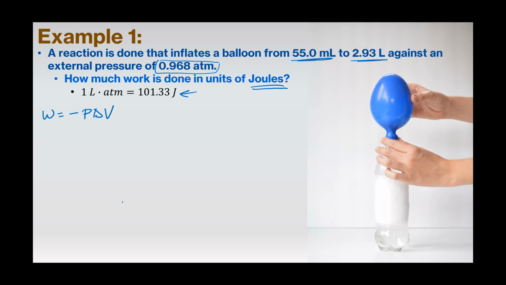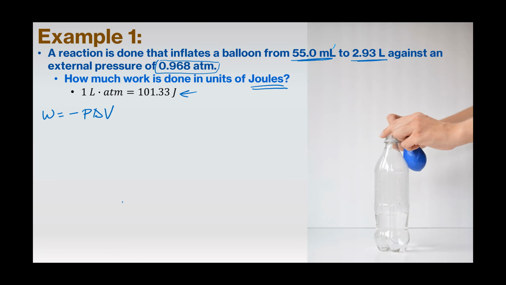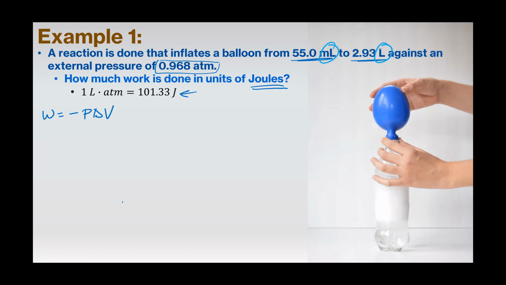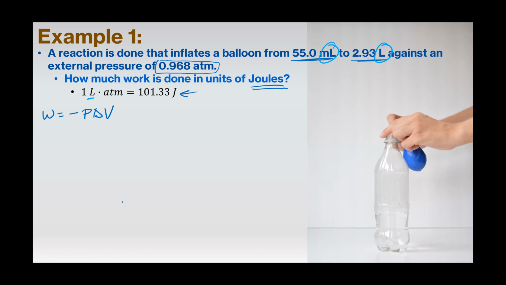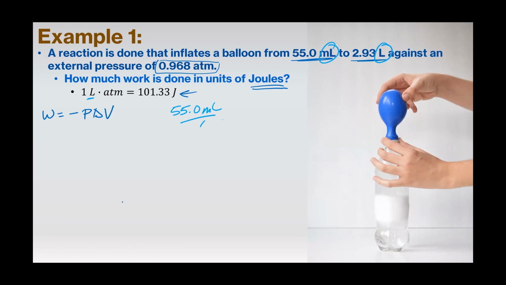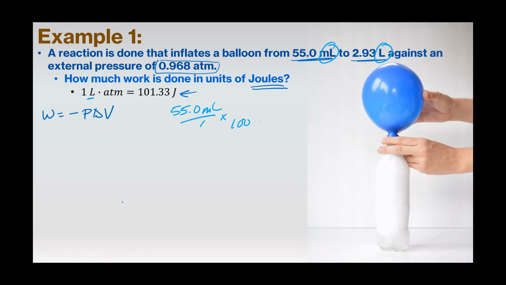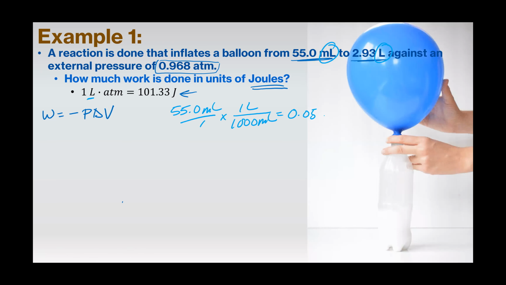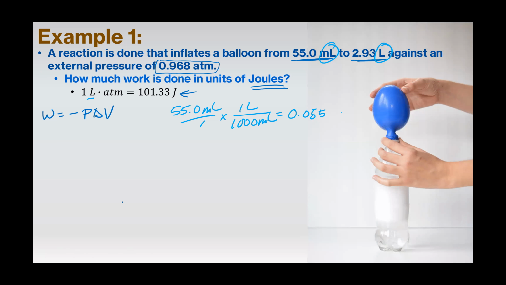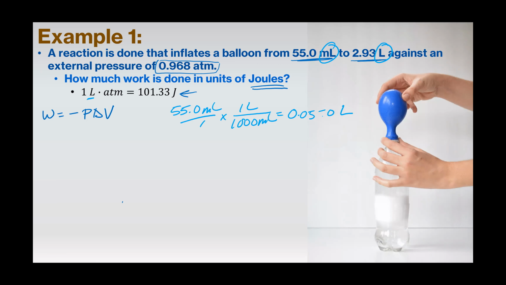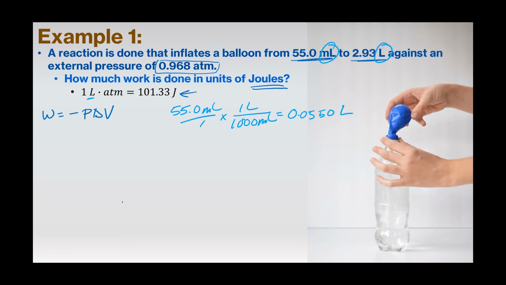Unfortunately, we have two different volume units here. We have milliliters and we have liters, so we can't just subtract them. We have to convert the milliliters into liters because we need liters to do liter atmospheres. So we'll take a quick sidebar here and convert our milliliters into liters. This is 0.0550 liters. That looks weird, 0.055. Okay, now we have our number.